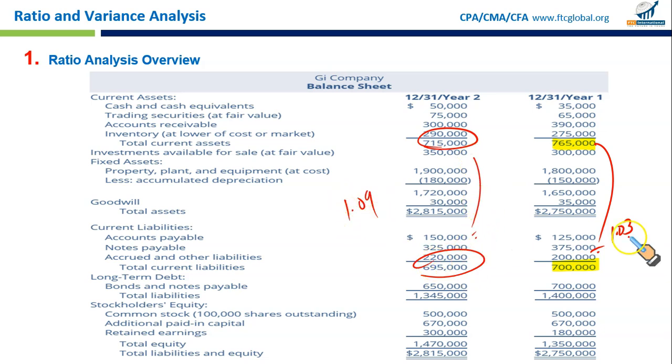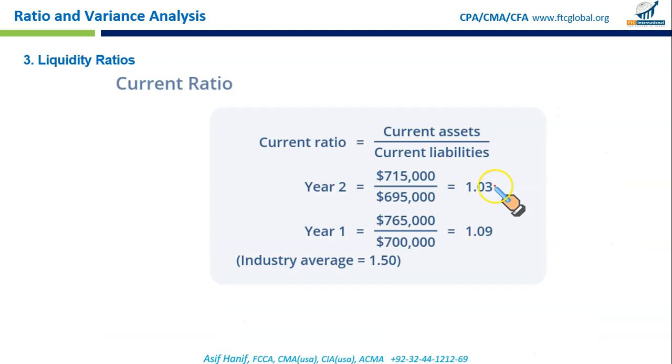So what it means: last year, for every $1 of liability, we had $1.03 worth of current assets. And this year, we have slightly higher. We have had a slight improvement, but we're still way behind the industry average. So it means our liquidity position as calculated through the current ratio isn't good.